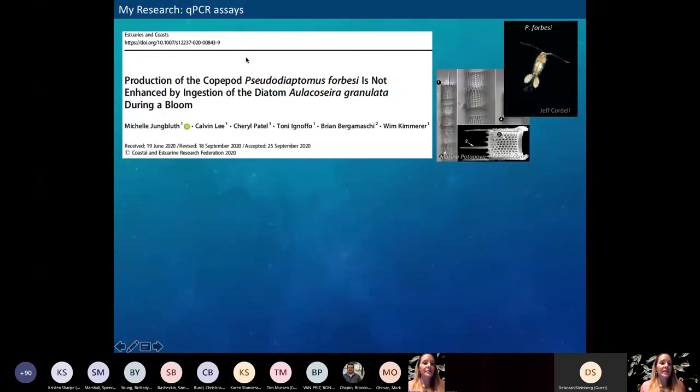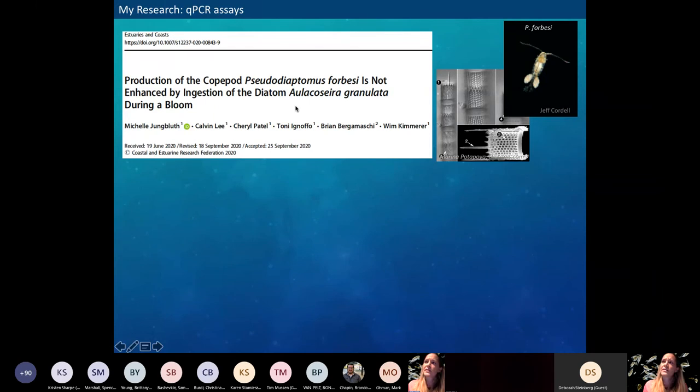So much of my experience is with qPCR assays, and one of the studies that we published recently was designing an assay to quantify ingestion of a big diatom bloom that occurred in 2016 of Alakocyra granulata. It was sort of a rapid response study. They saw this bloom happening and were able to go out and sample it kind of on the tail end of the bloom, but the diatom was super abundant still.